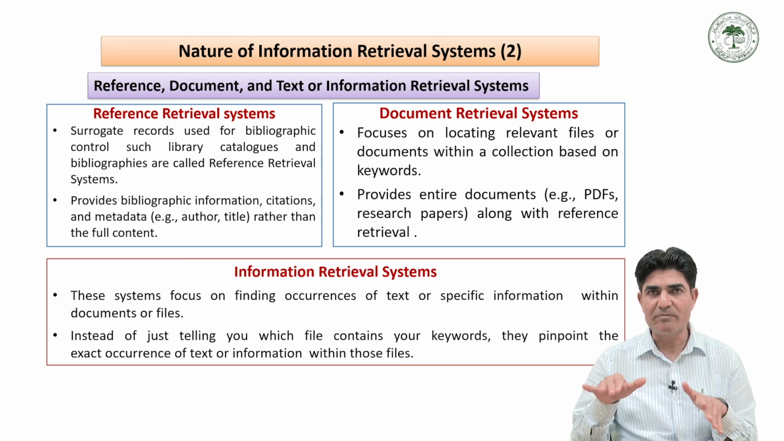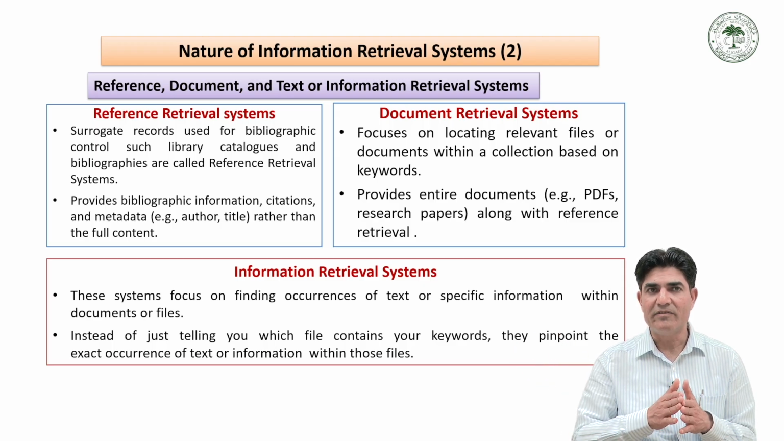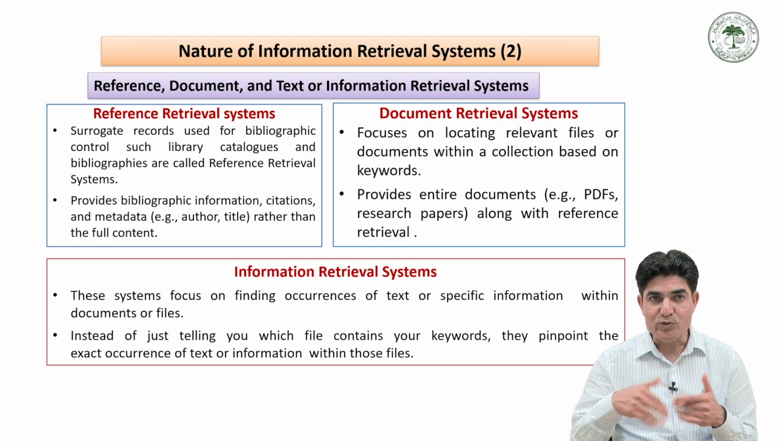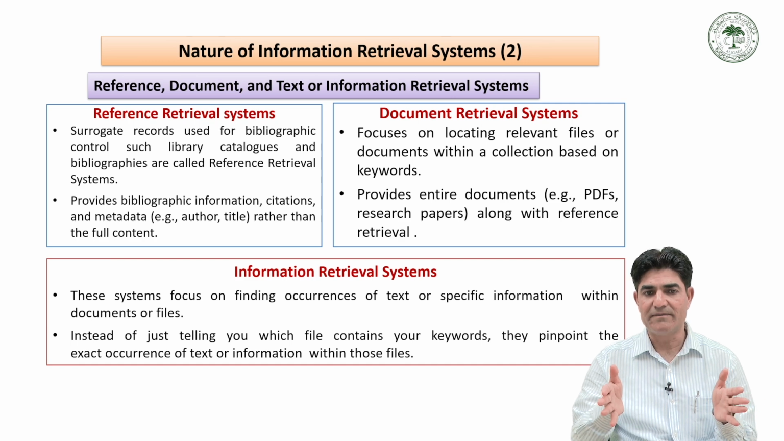We can understand by using an example of library catalog. If we are searching online public access catalog or the printed library catalog, then a particular record of the document is our reference. And for actual document, we need to go to the shelf to locate that document. So reference retrieval system provide only the bibliographic detail, whereas document retrieval system provide the actual document or complete document along with the bibliographic detail.